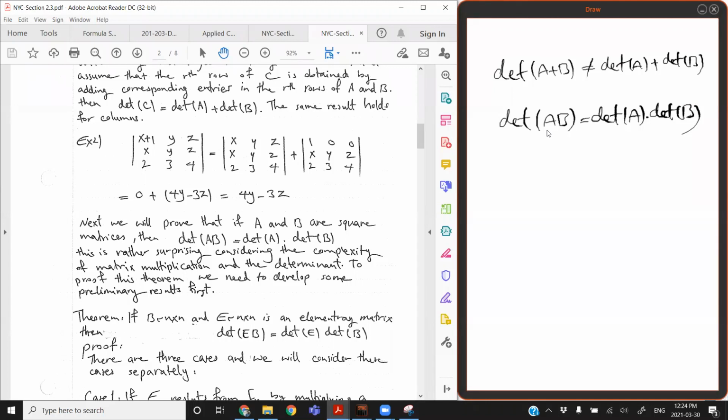And it's rather surprising because calculating a determinant is rather complicated. It's a recursive algorithm. Even A times B is a complicated operation to do. But still, you get a very simple relation between the determinants of A and B and the determinant of the product AB.